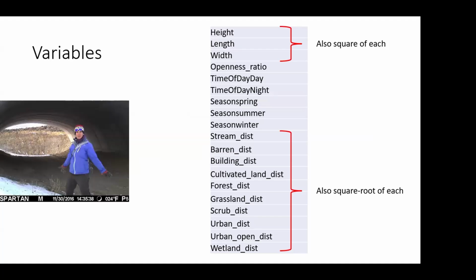We used the square. We also used the square of the dimensional attributes and the square root of the land cover attributes. The reason we use the square root of the land cover attributes is that if you think of a structure in the middle of a circle, its opportunity for encountering the structure does not vary linearly with the available landscape around it. It varies with the square of the land around it. So we use the square root of the land variables around the structure.